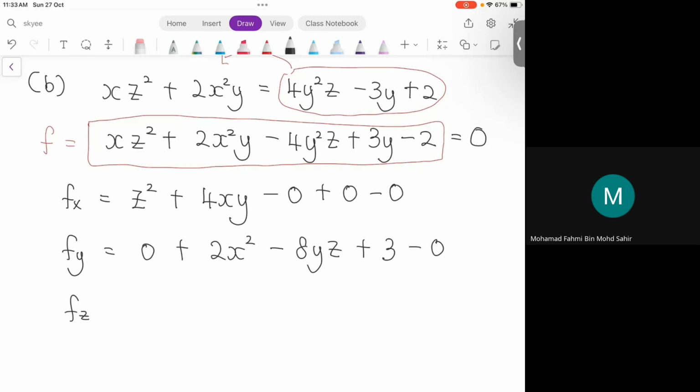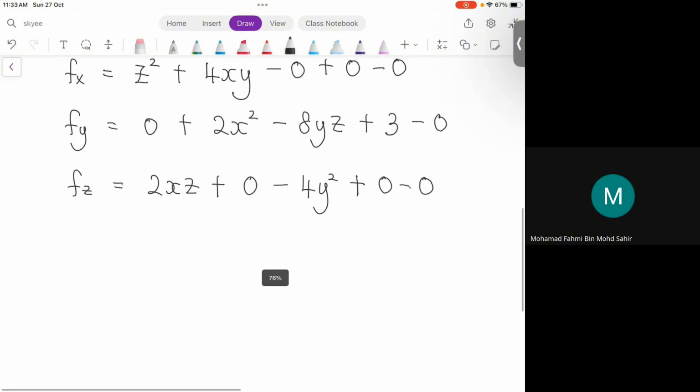My fz will be 2xz plus 0 minus 4y squared, plus 0 minus 0. Okay, so I got all of them now.